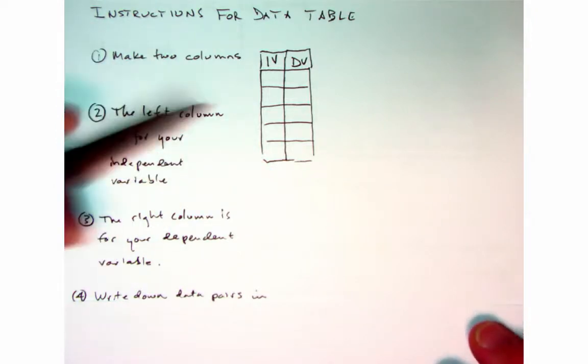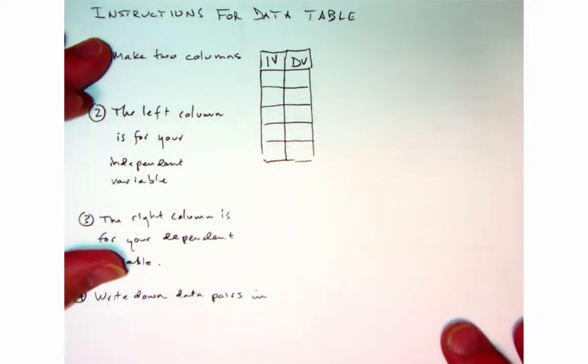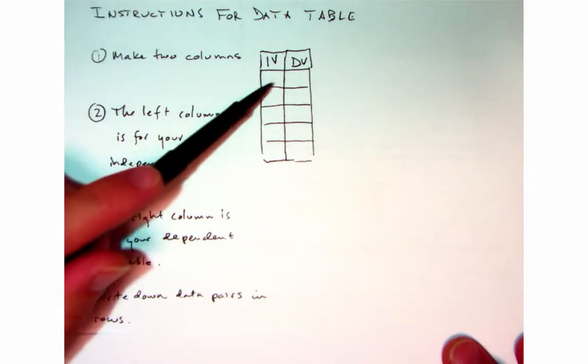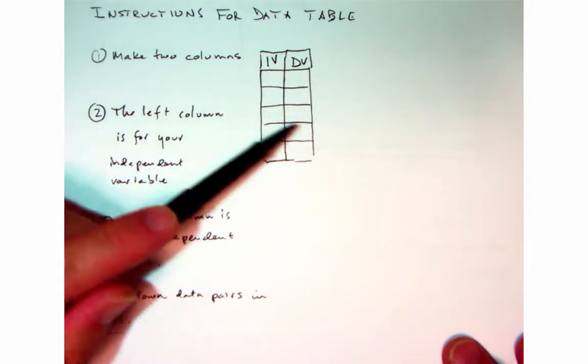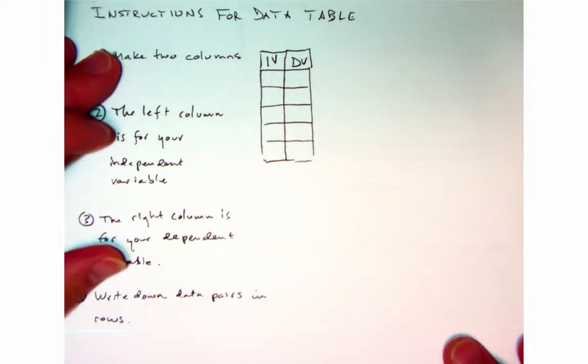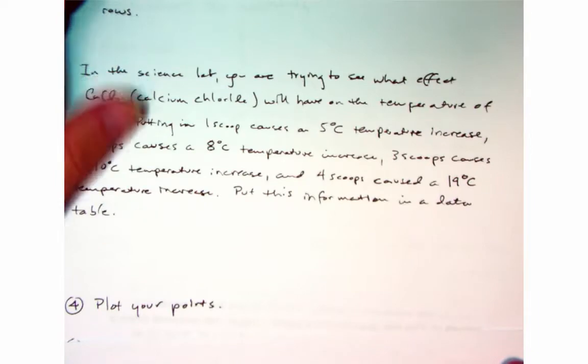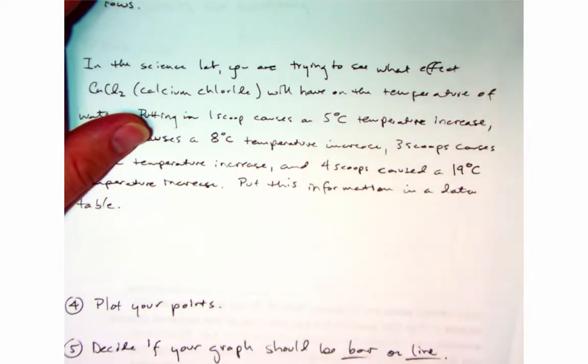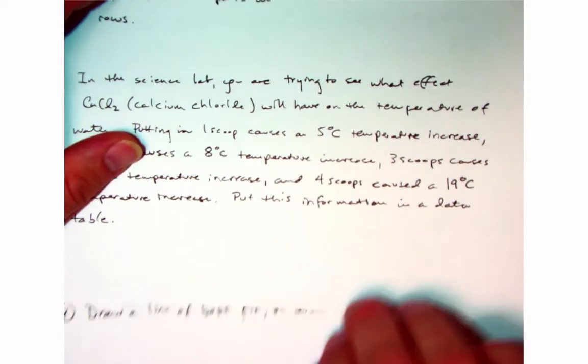Now, once you have made your table, you can fill in data pairs across each row here. So let's do an example. And this example is taken from the lab that we did in class the other day, the Hot Solutions lab.